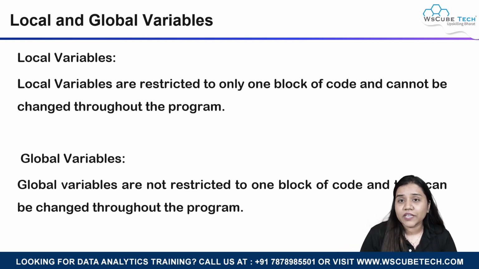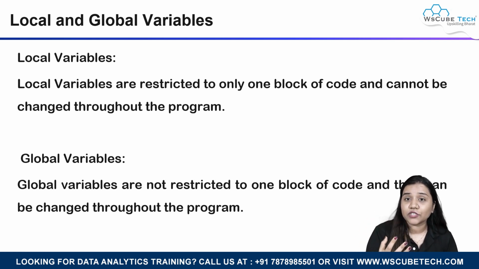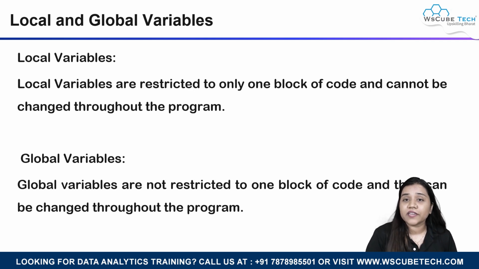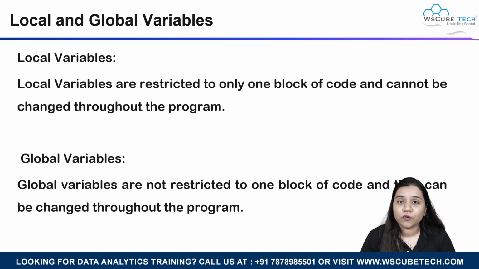So that is our local variables. Global variables are those variables which are not restricted to one block of code. Now what does this mean? Suppose you have created a variable outside the function and now you're using it inside the function and changing its value as well. So it will be changed when you use it outside the function, when you run the program. And to make that happen, all we need to do is use the global keyword over here.